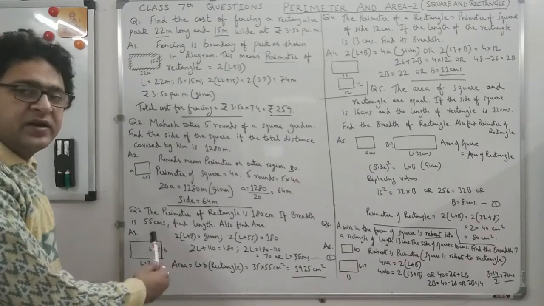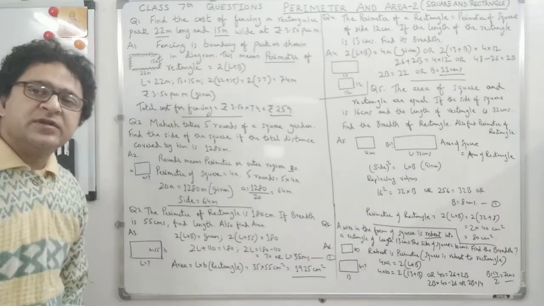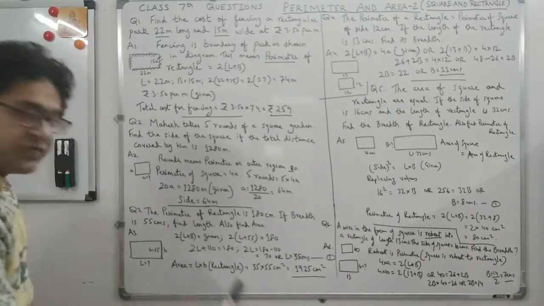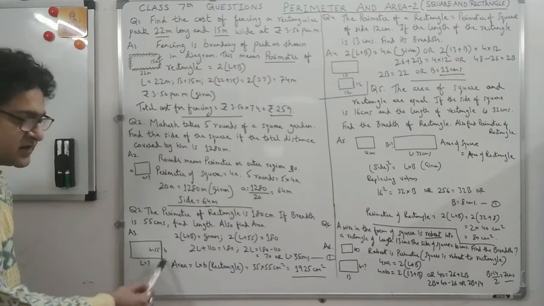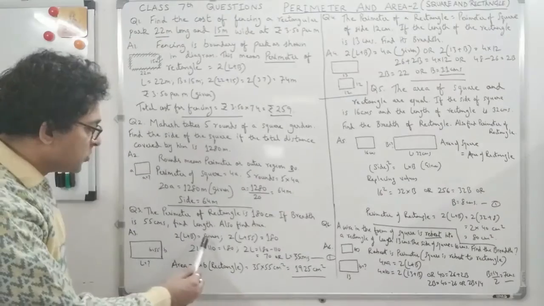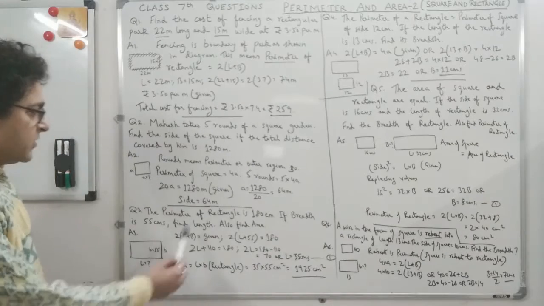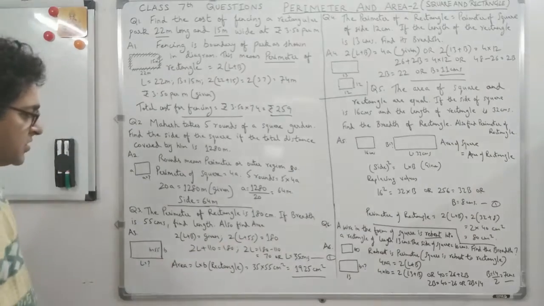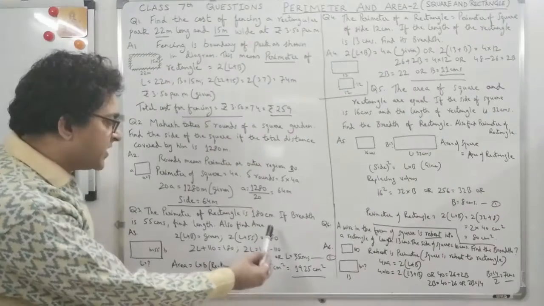The figure is a rectangle, and the perimeter is given, which means twice (length plus breadth). First we make a rough diagram. Length is not given, breadth is 55, and this is a rectangle. Always make a diagram first, okay? Now, twice (length plus breadth) is equal to the given perimeter, which means twice (length plus 55), because breadth is given in this question, is equal to 180 centimeters.